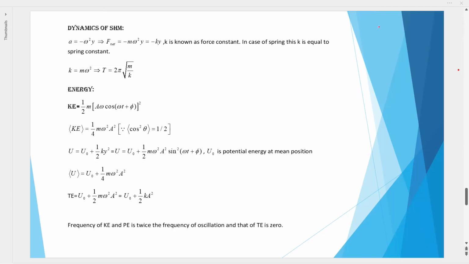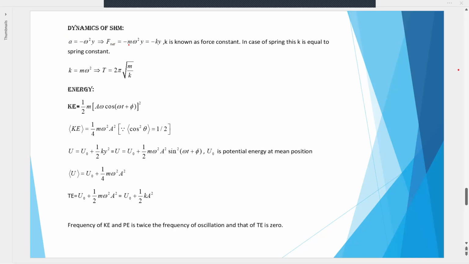We know that acceleration of a particle is proportional to the negative of displacement from the mean position, right? So we have taken a equal to minus omega square into y. Now multiply acceleration with mass. Then see what we get. Mass into acceleration gives us net force. So net force equals minus m omega square y.